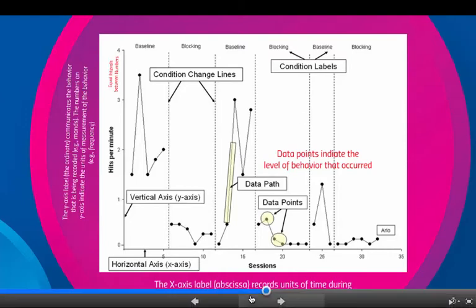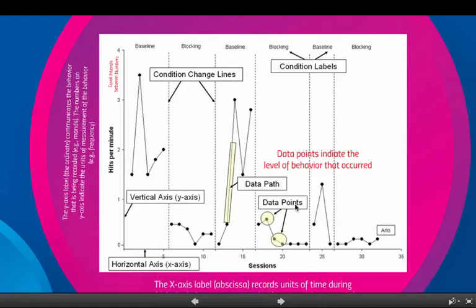So once again, in summary, we have our x-axis. What are some synonyms there? Well, the horizontal axis, the abscissa. We've got our y-axis. What are some synonyms there? Well, the vertical axis, the ordinate. What is the x-axis? Record, units of time. The y-axis, units of measurement.